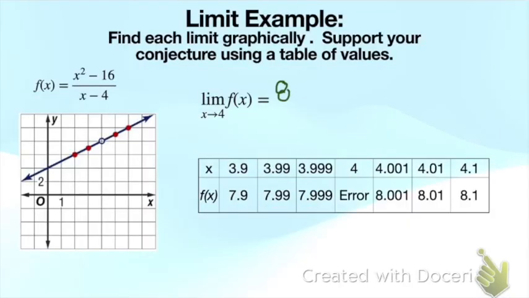Like I said, here's my 8, and as I'm coming into my table from the left, I'm getting closer and closer. You got 7.9, 7.99, 7.999, and it's going to keep doing that. And I come in from the right, I get 8.1, 8.01, 8.001, so it's getting closer and closer to 8. So we look at it graphically, we justify it with a table. That's part of what you do today. Look at a graph, see what it looks like, and then use a table to support it. Quite often when you do your table, you will have an error where you're trying to evaluate, but we're looking at what's happening as we come in from both sides.